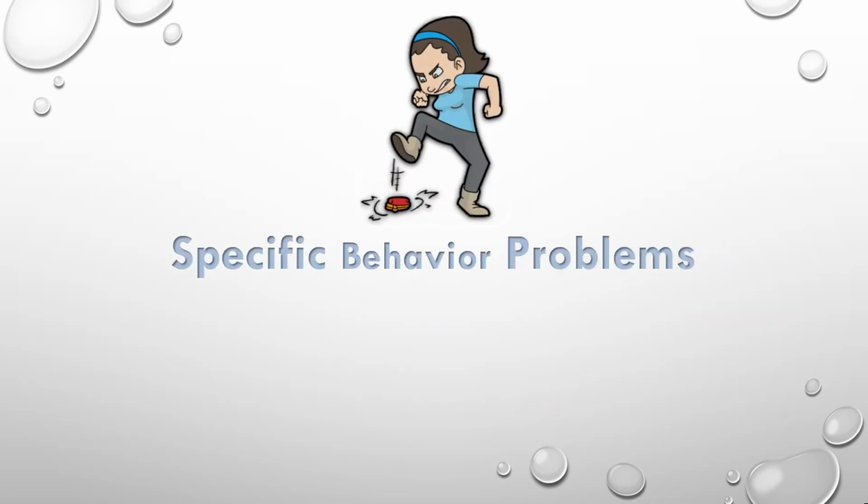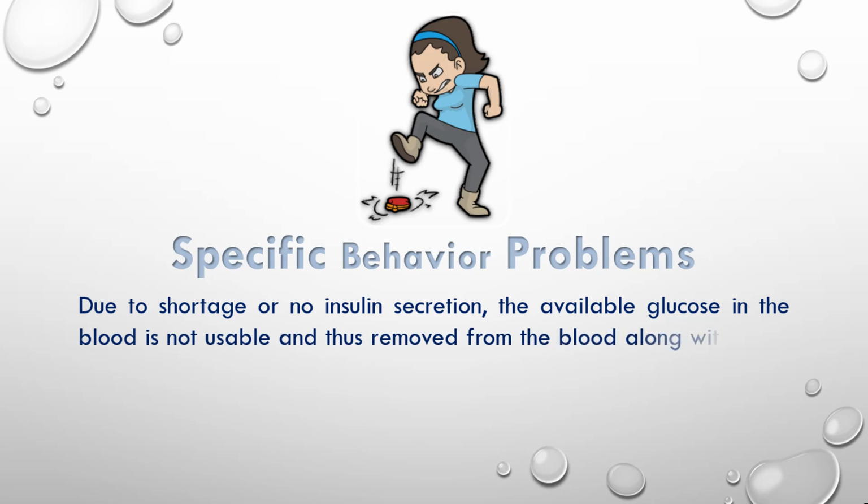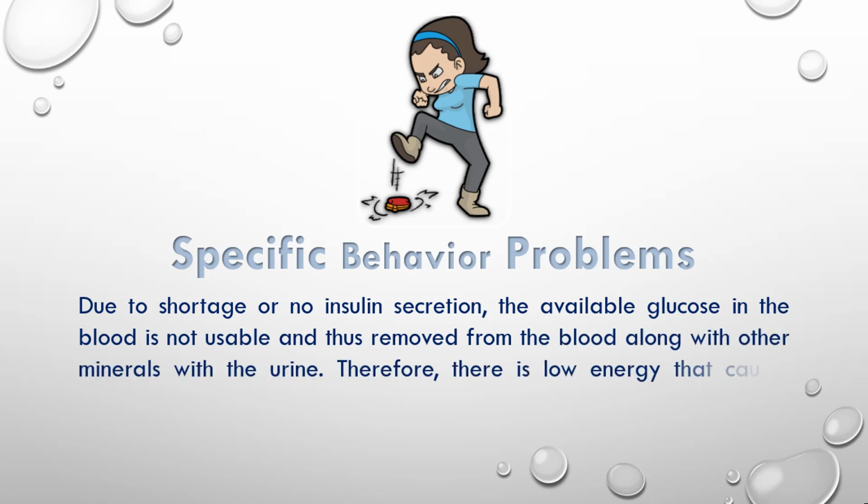5. Specific behavior problems. Due to shortage or no insulin secretion, the available glucose in the blood is not usable and thus removed from the blood, along with other minerals, with the urine. Therefore, there is low energy that causes some behavior problems such as irritation.